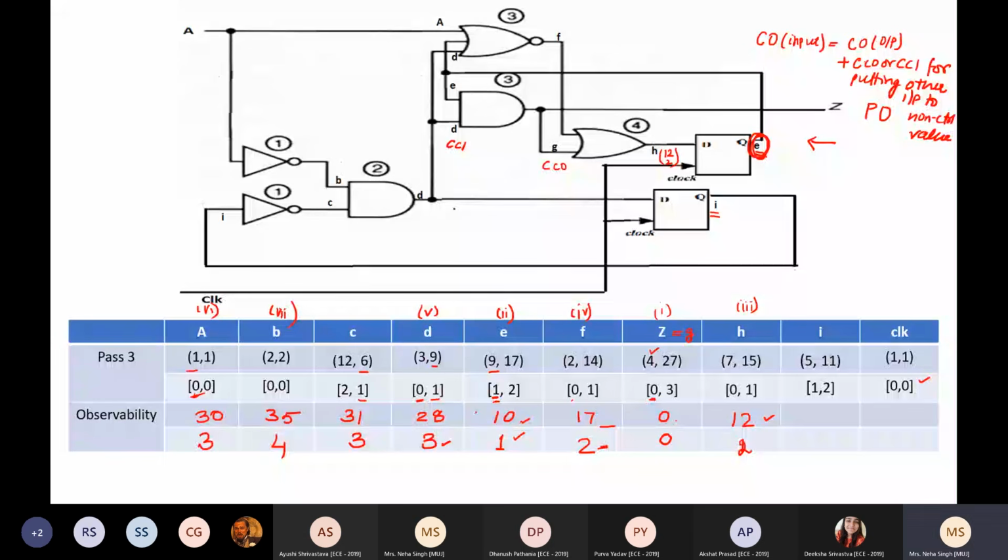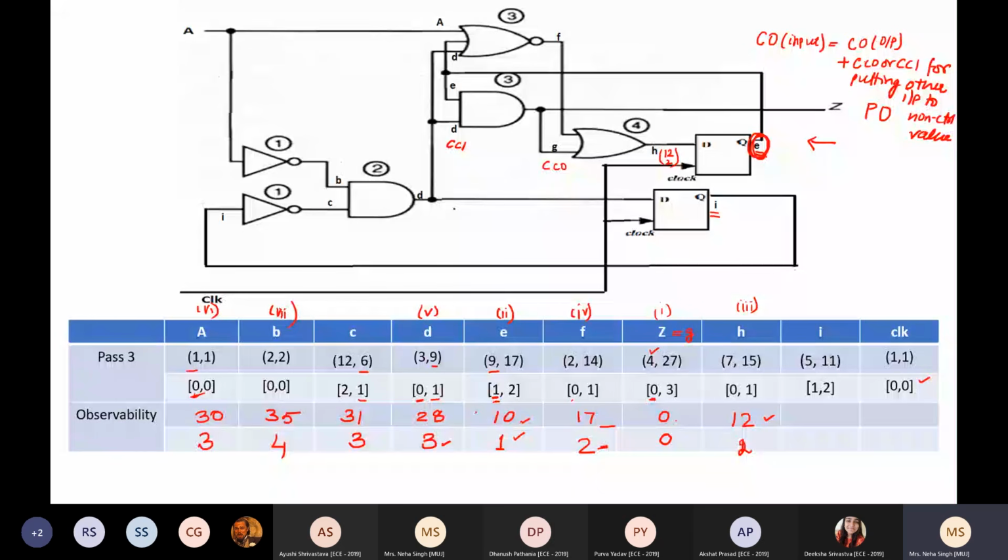I का कितना होगा? And this is using the observability of B, find out observability of A, which we have already found, but still we need to find if the value changes due to this B. B की वजह से कितना आएगा? 35 plus 1, 36 and 4.